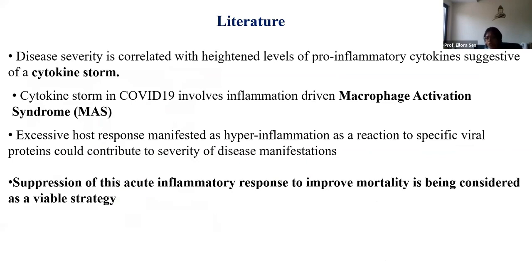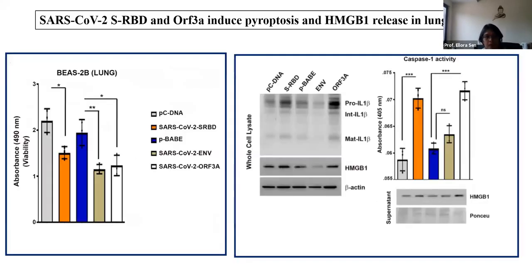So the obvious choice is, are there any anti-inflammatories in the market which could be a viable strategy? Now, first we did a very simple experiment. We took a BEAS-2B cell line, which is human lung cells, and we treated them with viral proteins. And I will mention only the 3 viral proteins we have here. That is the spike protein, the envelope protein, and ORF3.